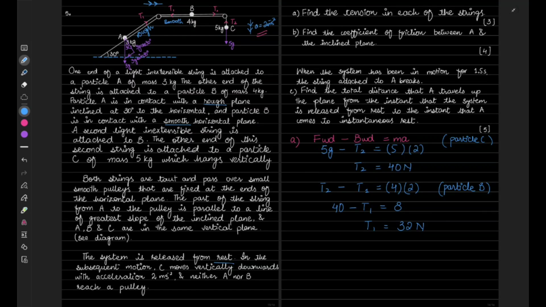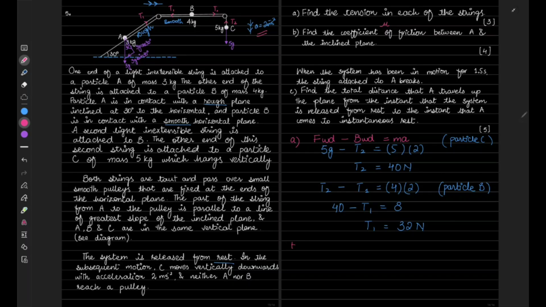Now talk about part B. Part B says find the coefficient of friction mu between A and the inclined plane. So that means we have to deal with this part only. Okay, so let's take that.